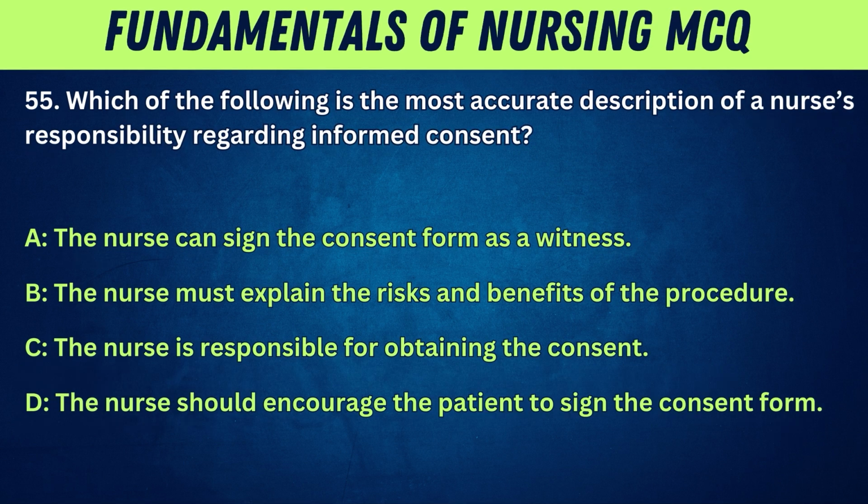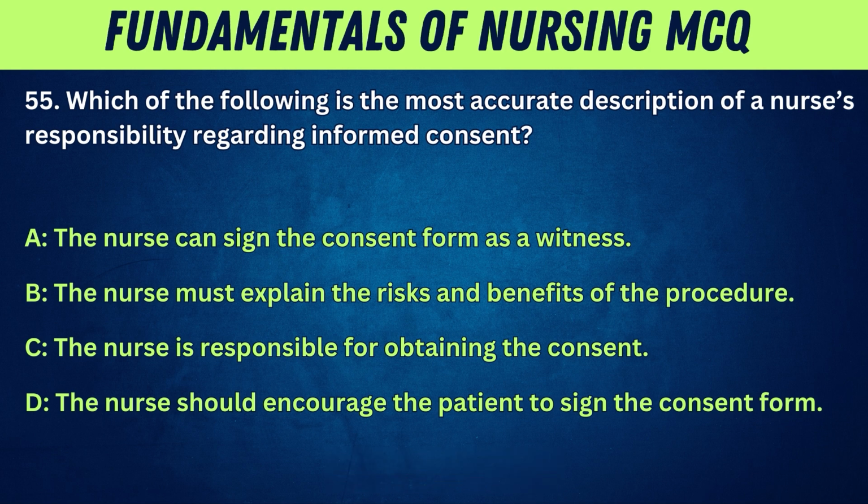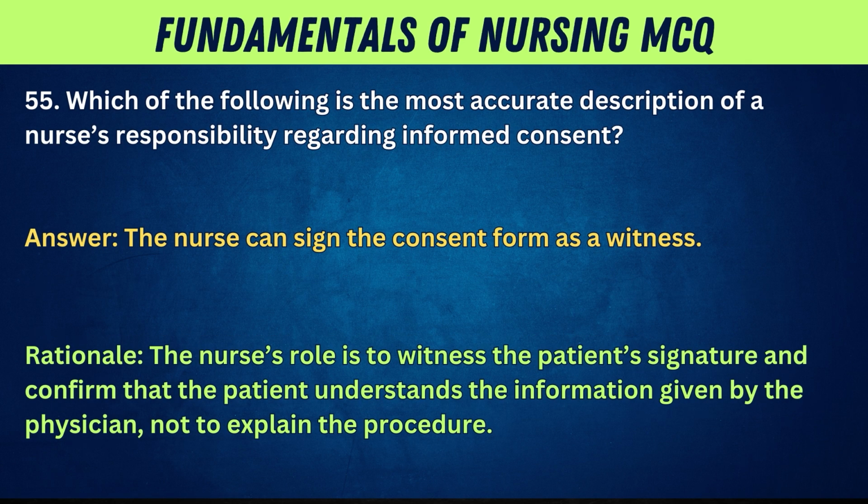55. Which of the following is the most accurate description of a nurse's responsibility regarding informed consent? A. The nurse can sign the consent form as a witness. B. The nurse must explain the risks and benefits of the procedure. C. The nurse is responsible for obtaining the consent. D. The nurse should encourage the patient to sign the consent form. Answer. The nurse can sign the consent form as a witness. Rationale. The nurse's role is to witness the patient's signature and confirm that the patient understands the information given by the physician, not to explain the procedure.